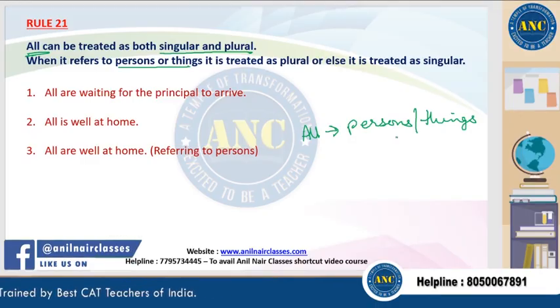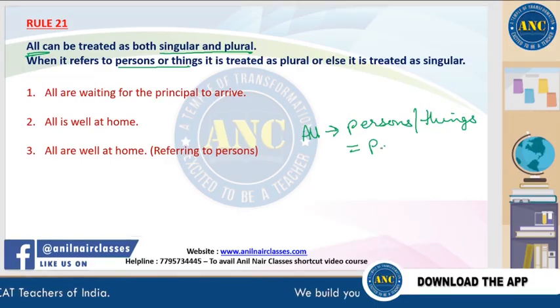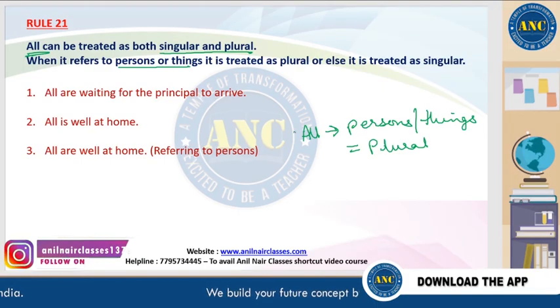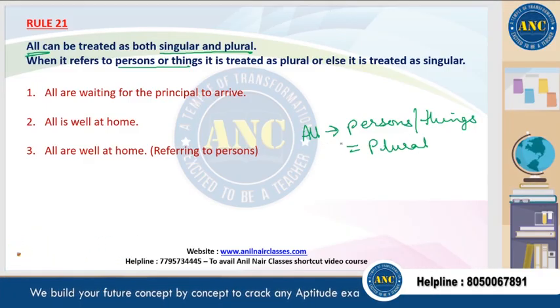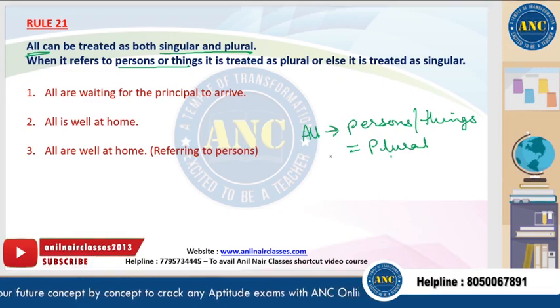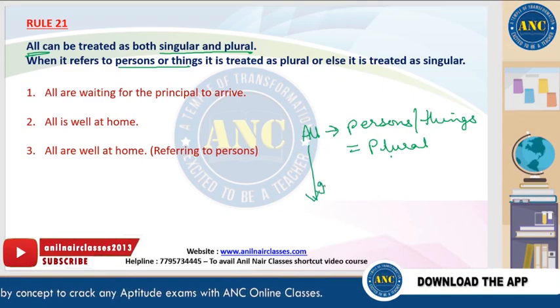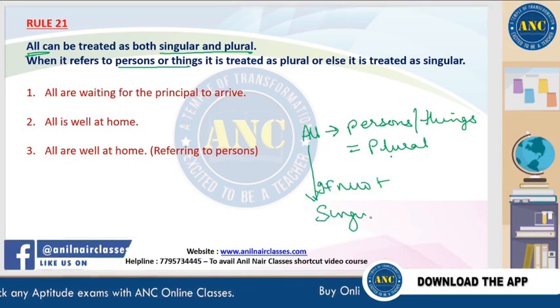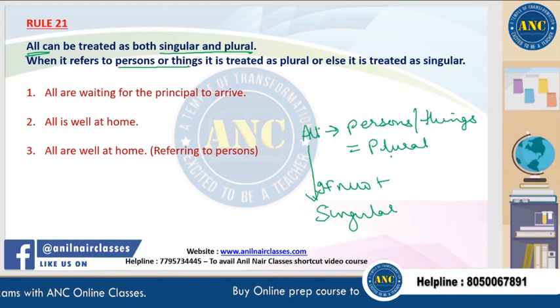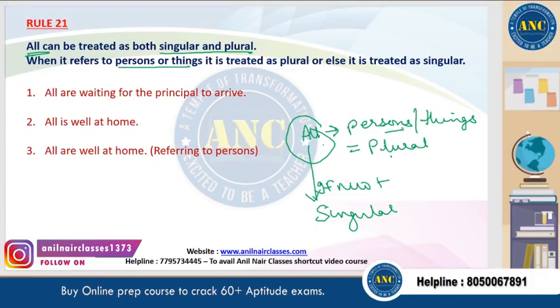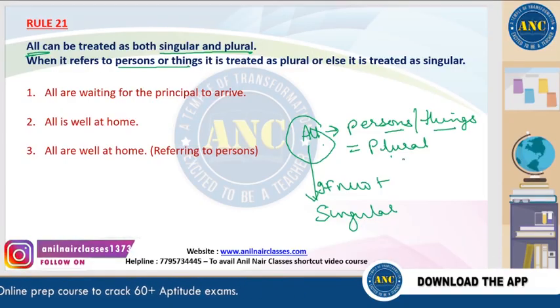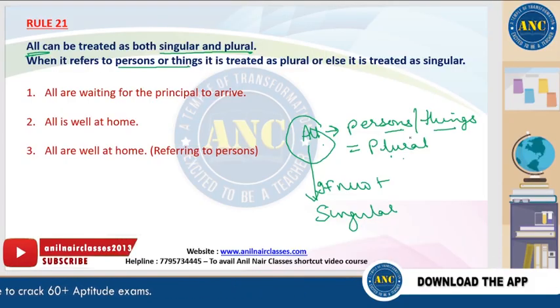It will be referring as the plural form. All the other times, if it is not referring to any person or a thing, then it will be taken as singular. So if it refers to persons or things, then it will be plural. If not, it will be singular. Which is simple. So if the word all is your subject, and it refers to either a person, persons or things, then we'll use the plural form. However, if it is not referring to persons or things, we'll use the singular form of the verb.